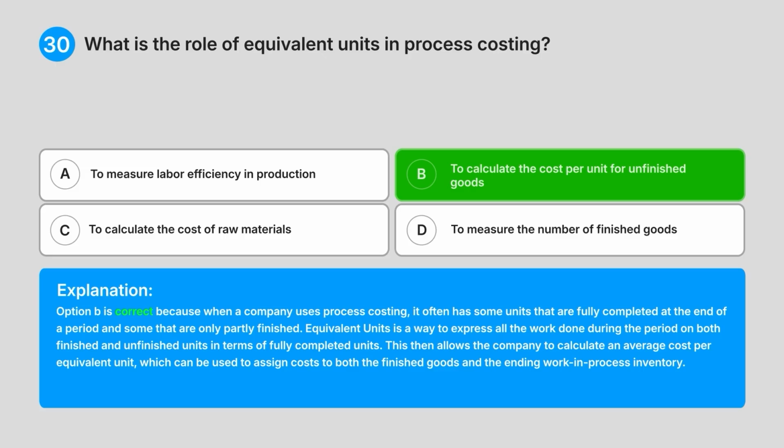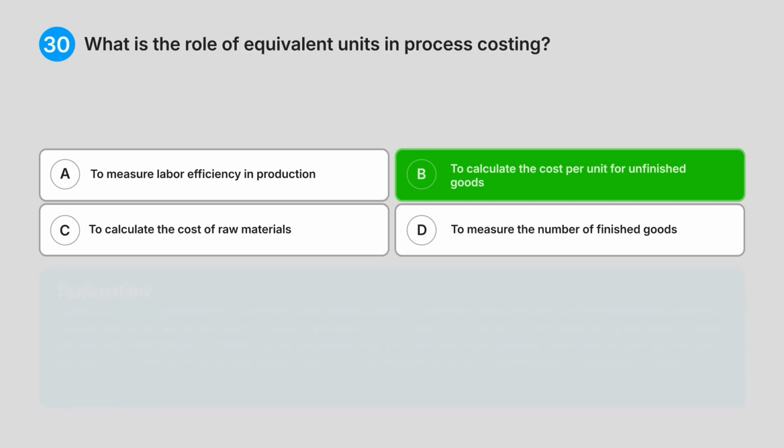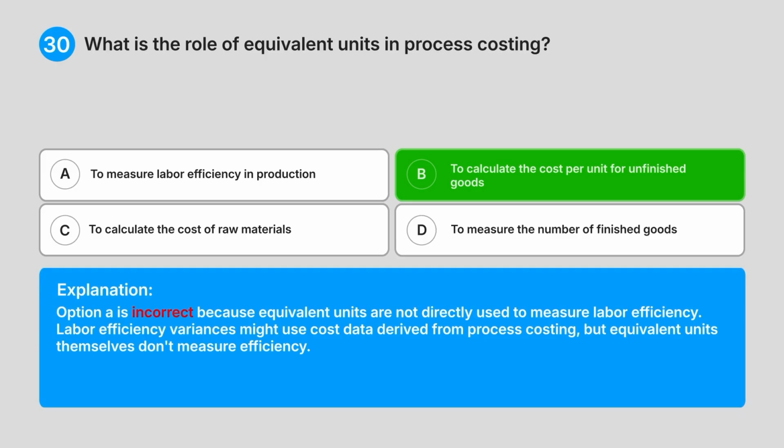This then allows the company to calculate an average cost per equivalent unit, which can be used to assign costs to both the finished goods and the ending work-in-process inventory. Option A is incorrect because equivalent units are not directly used to measure labour efficiency. Labour efficiency variances might use cost data derived from process costing, but equivalent units themselves don't measure efficiency.